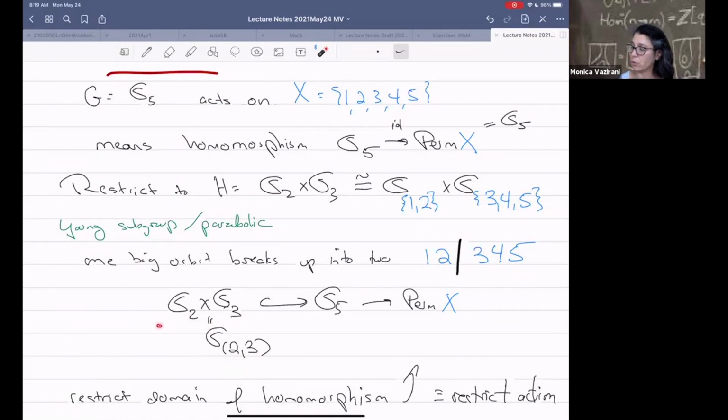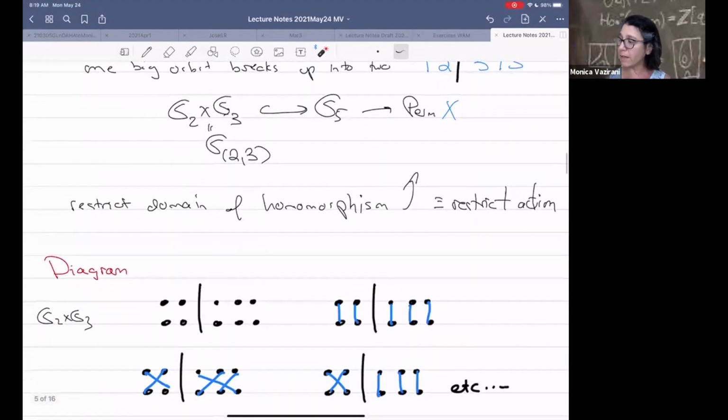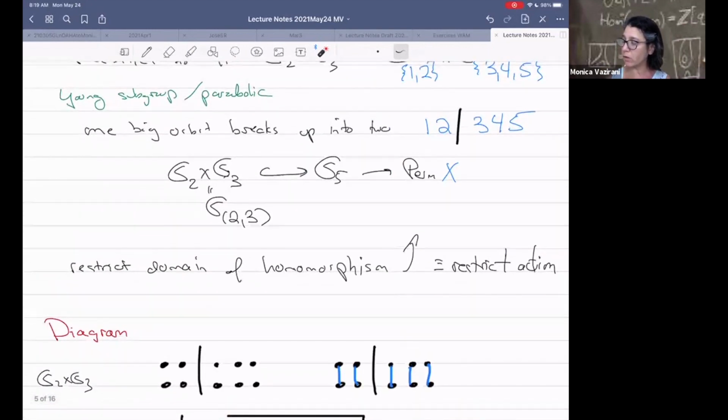And so if you restrict this homomorphism to the subgroup, I'm restricting the action. That's what we do when we do restriction. So restriction tends to be very natural. It's throwing away information. If G knows how to act, then any subgroup of G knows how to act. And diagrammatically, what's going on? How do we think about the subgroup? Well, in the same way as we cut 1, 2, 3, 4, 5, we can take our wiring diagram and imagine that there's a cut between the 1, 2 and the 3, 4, 5.